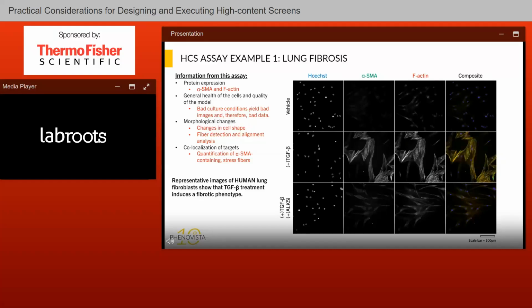Here we can drive the behavior of the biology in two directions, and then screen unknown test articles to see where they lie between those two extremes. And this is using human lung fibroblast primary cells.